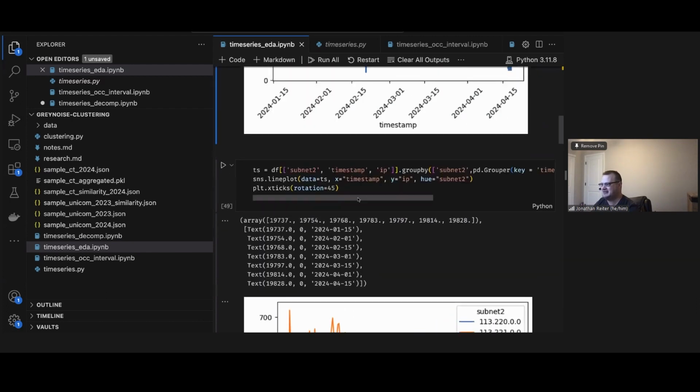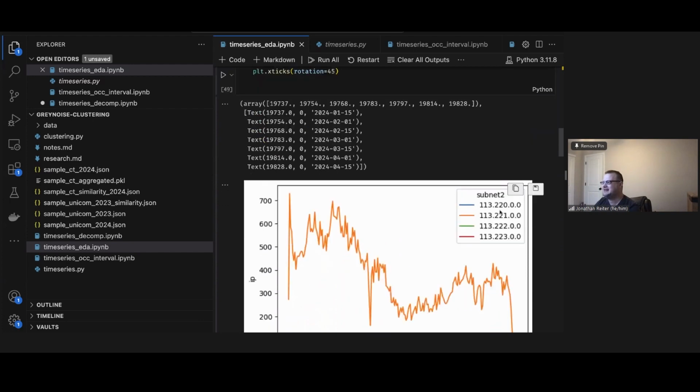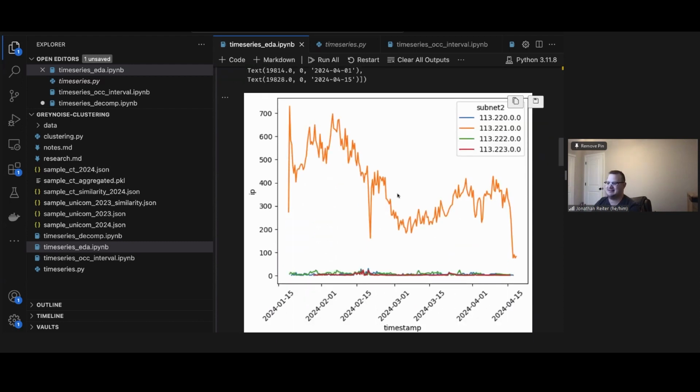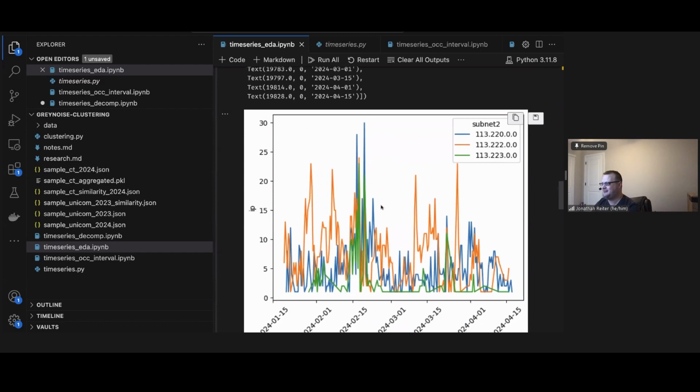So one way I've decided to do this is, okay, we're going to do what we always do. We're going to split it into subnets. 113.220.0, these are all the individual subnets broken out. And you can see, this is something you see in aggregate, 221 is way more busy than companion subnets. If we break that out further, removing 221, everything is kind of all over the place. There doesn't seem to be much correlation between most of these subnets either.